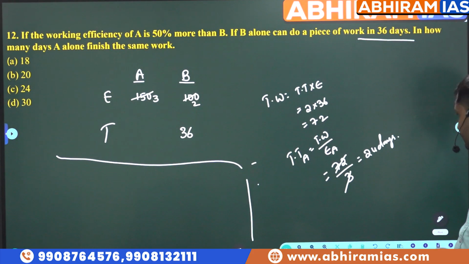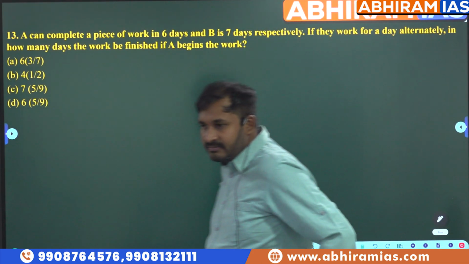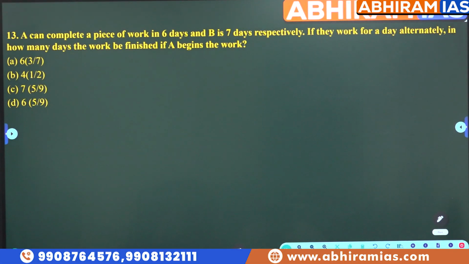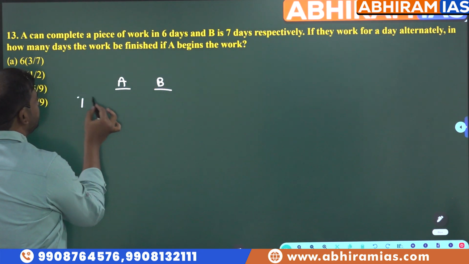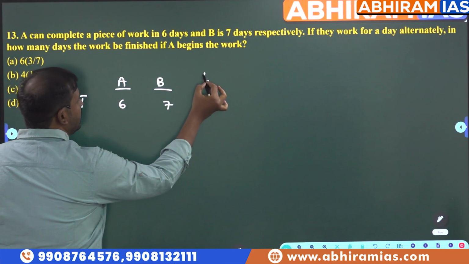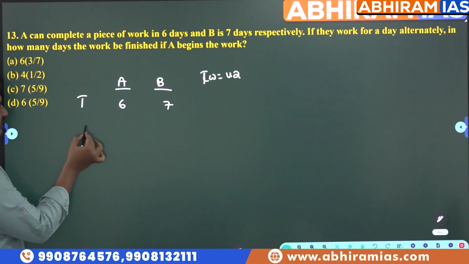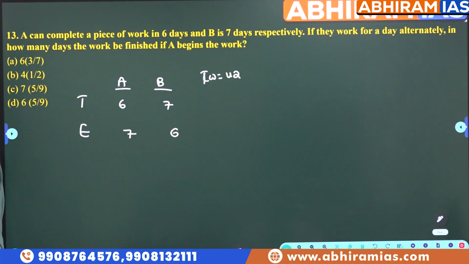Okay, right, next one. And now see here, this is another type of question. Please see this question, students. A can complete a piece of work in 6 days and B in 7 days respectively. If they work for a day alternately, in how many days will the work be finished if A begins the work? That is the question. Now as usual, times taken by them are 6 and 7. LCM or the total work will become 42. And efficiency of A will become 7, efficiency of B becomes 6. 7 and 6 are their efficiencies.